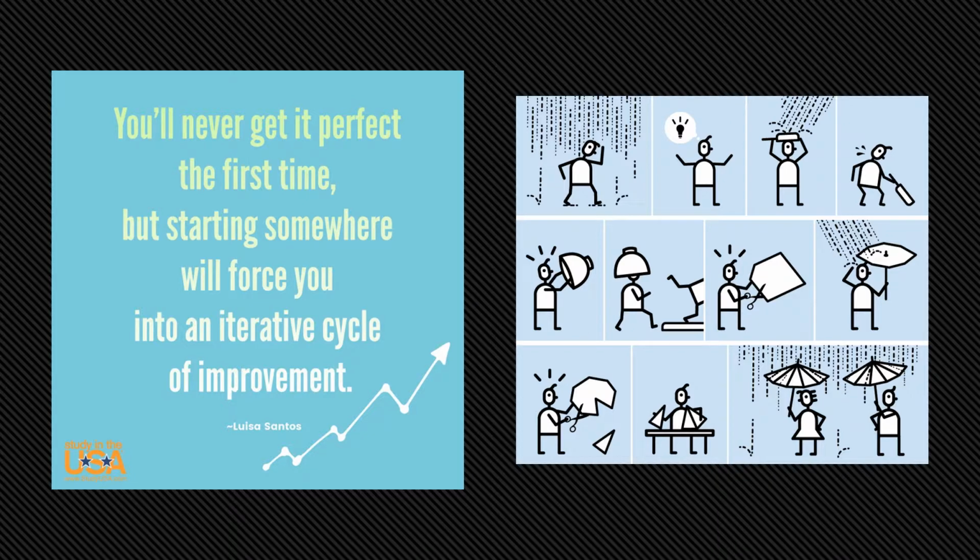This quote says, "You'll never get it perfect the first time, but starting somewhere will force you into an iterative cycle of improvement," which I thought went perfectly with the little cartoon that I've added here. It's raining, and the person realizes they need something to keep the rain from coming down on them. So they start with using a pan and realize that the pan's not the best option. So they move into a bowl, and they realize that the bowl's not the best choice.